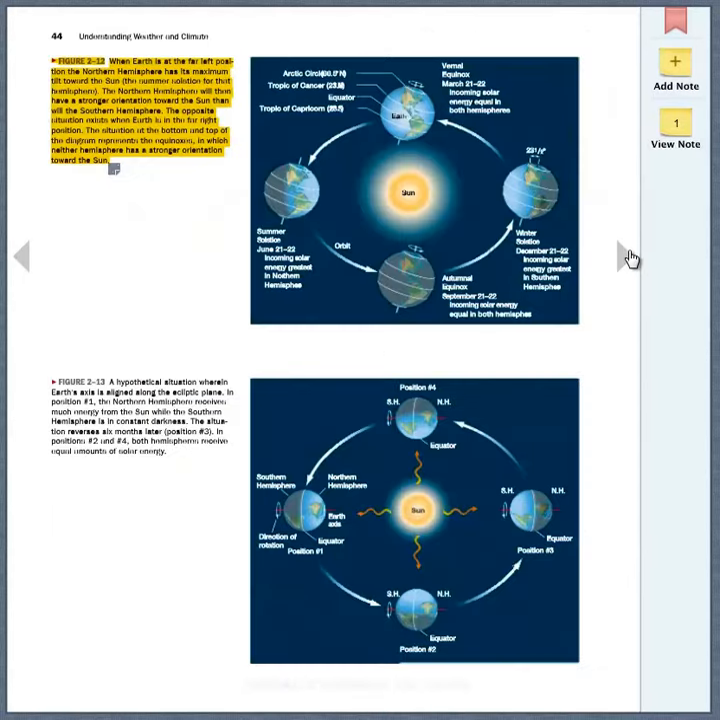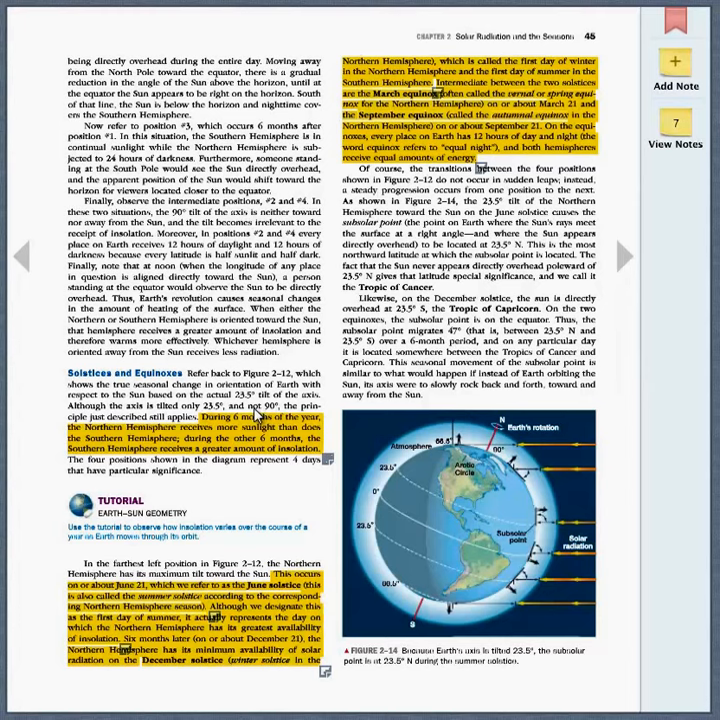Over on page 44, there's a very good description and picture of the seasons and how the Earth is tilted towards the sun and so forth. You want to read through that and have a good understanding. Figure 2.13 is just a hypothetical situation if all things were equal. Up here it's when we're closer and further apart, as discussed at the very beginning of this lecture. On page 45, under the solstices and equinoxes, it says right here on the left column in yellow, during 6 months of the year, the northern hemisphere receives more sunlight than does the southern hemisphere.